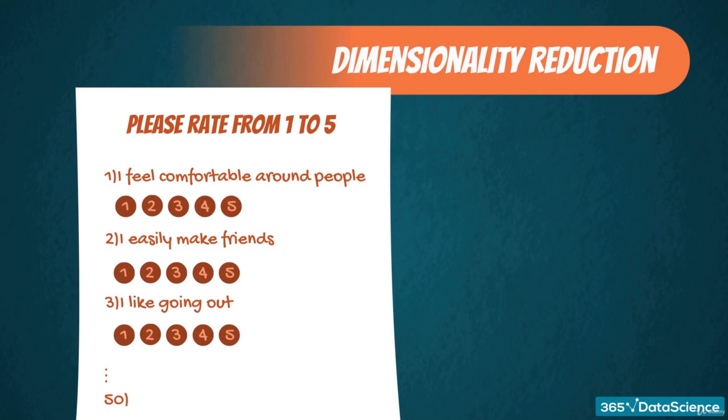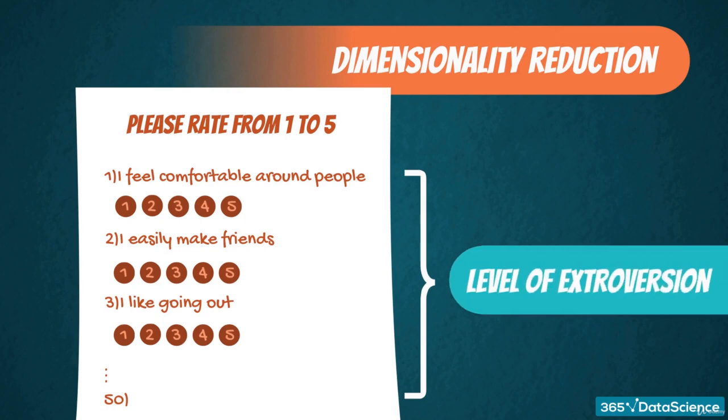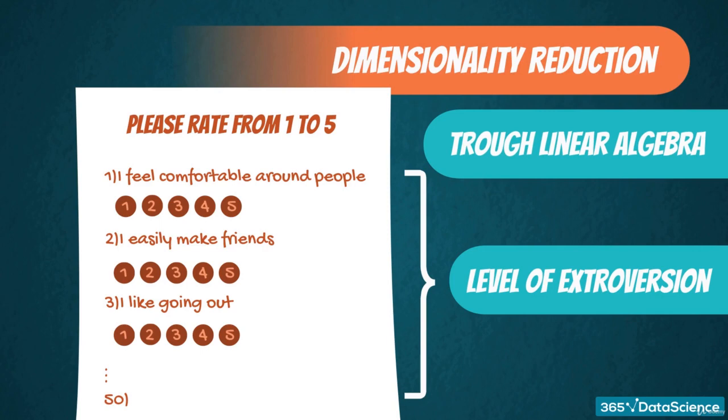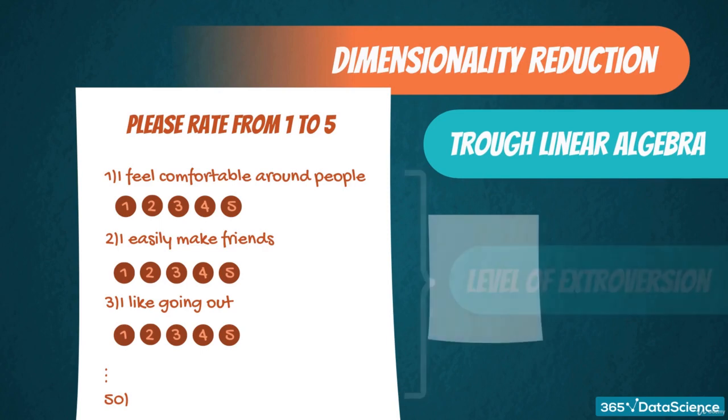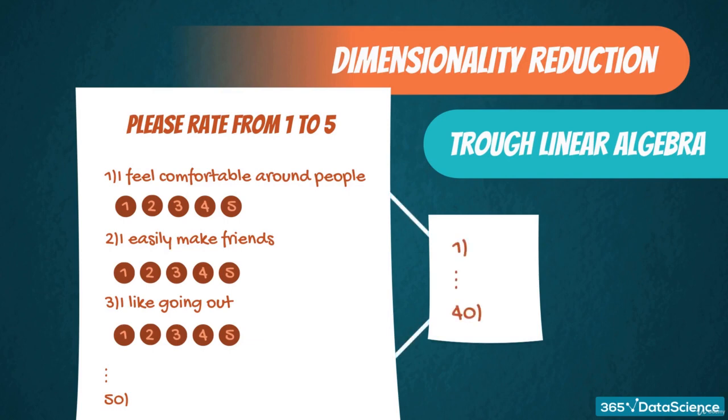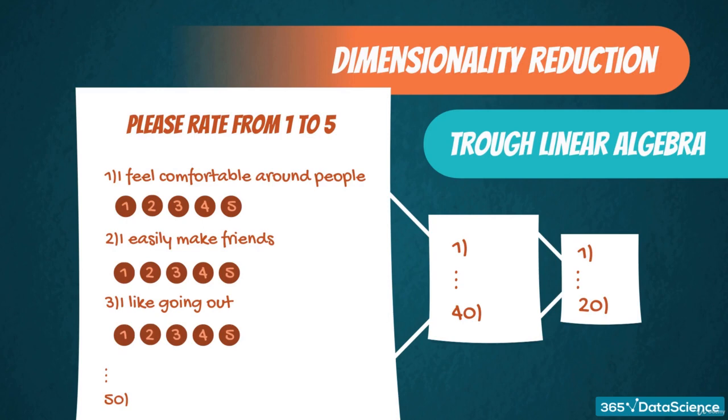Now, these questions may seem different, but in the general case, they aren't. They all measure your level of extroversion. So it makes sense to combine them, right? That's where dimensionality reduction techniques and linear algebra come in. Very, very often we have too many variables that are not so different, so we want to reduce the complexity of the problem by reducing the number of variables.